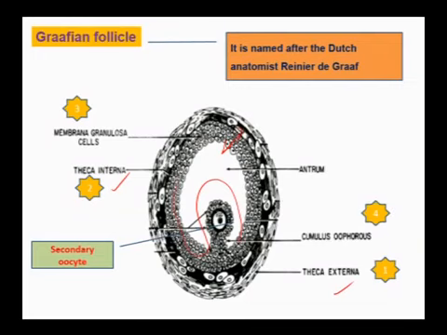This encloses the secondary oocyte. The cavity present in the Graafian follicle is called antrum. This is the stage at which ovulation occurs. When ovulation occurs, the ovum is at the secondary oocyte stage. It has completed meiosis one only. It completes its second meiosis only when the sperm enters inside, at the time of fertilization.